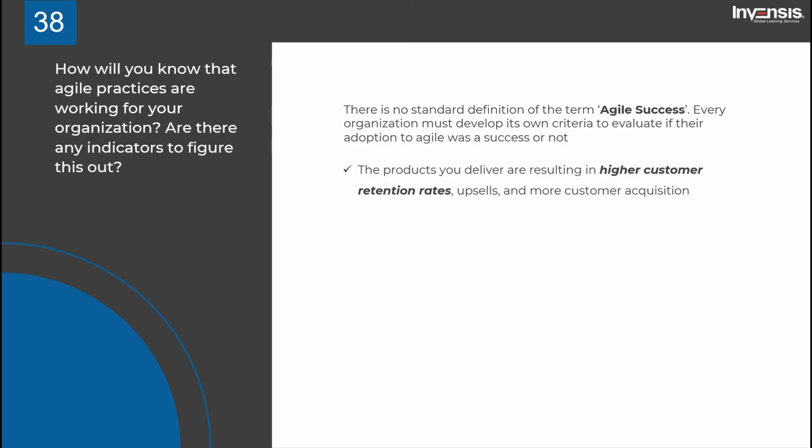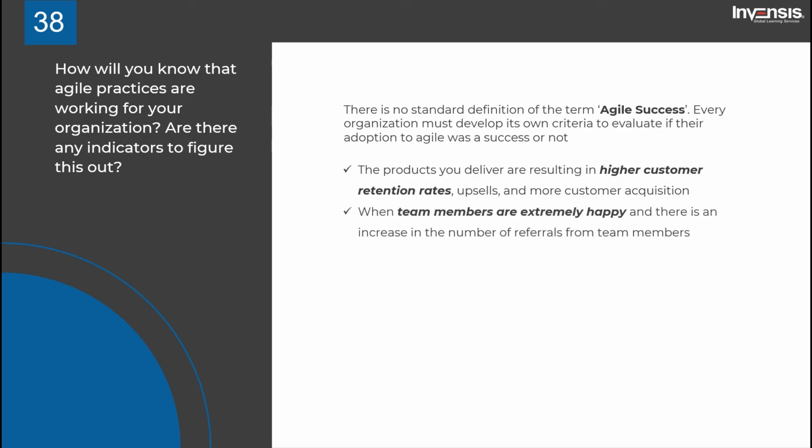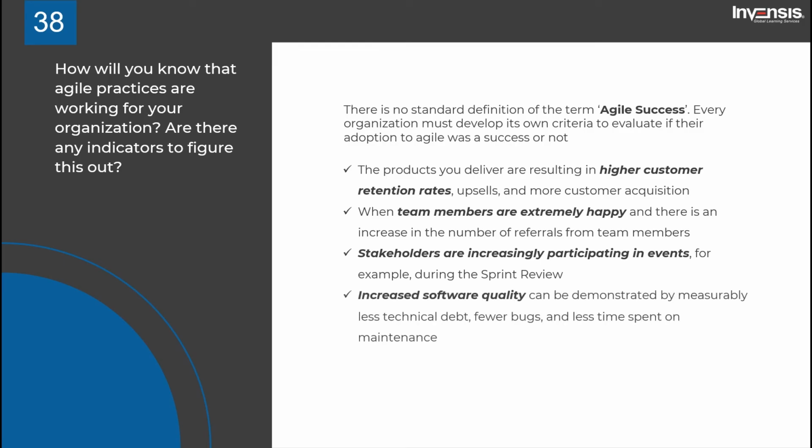The products you deliver are resulting in higher customer retention rates, upsells, and more customer acquisition. Team members are extremely happy and there is an increase in the number of referrals from team members. Stakeholders are increasingly participating in events, for example during the sprint review. Increased software quality can be demonstrated by measurably less technical debt, fewer bugs, and less time spent on maintenance. Lead time, from validated idea to shipped product, has been reduced.